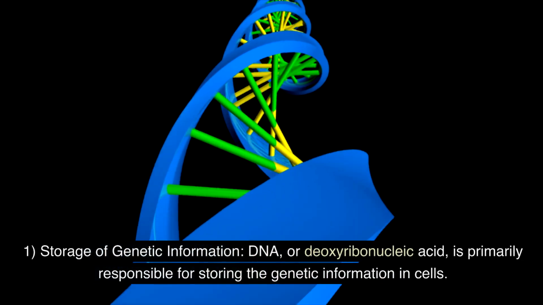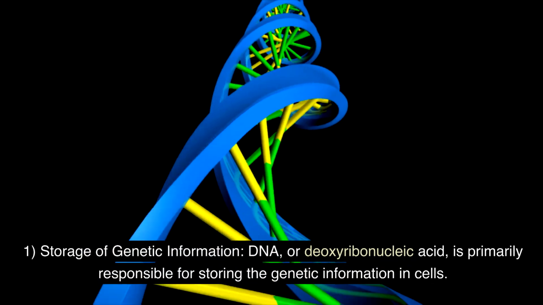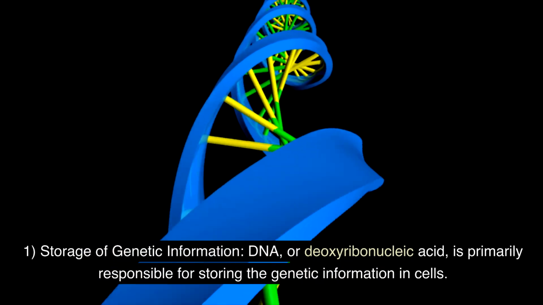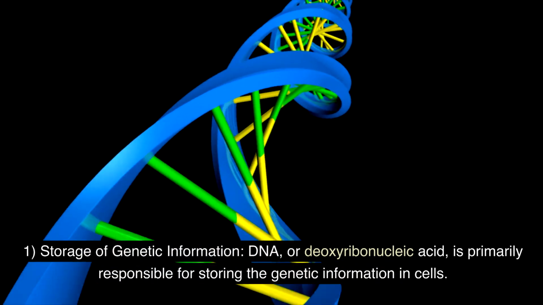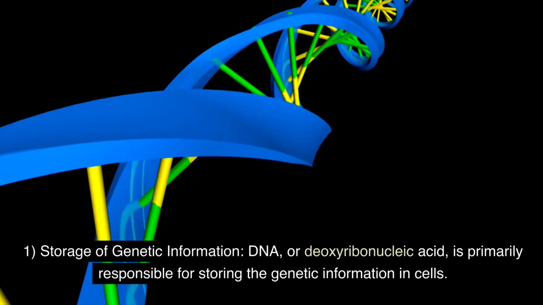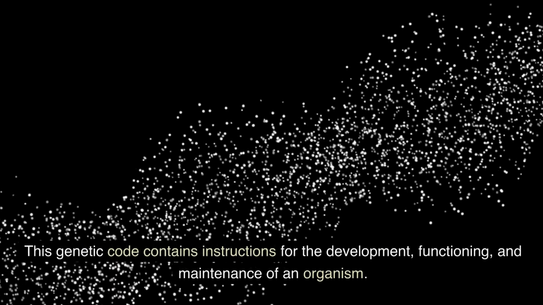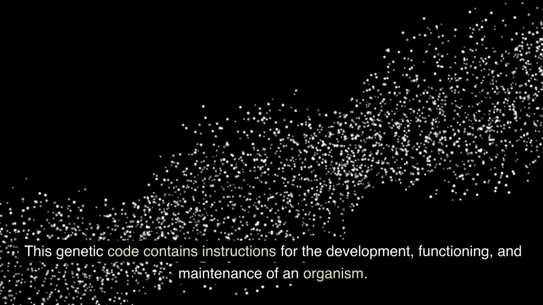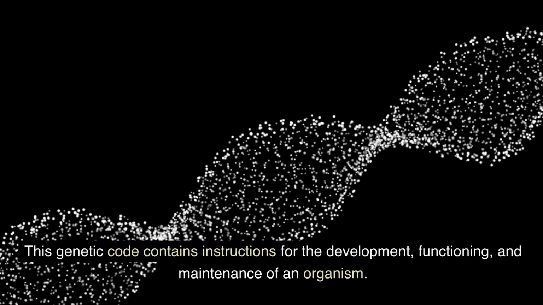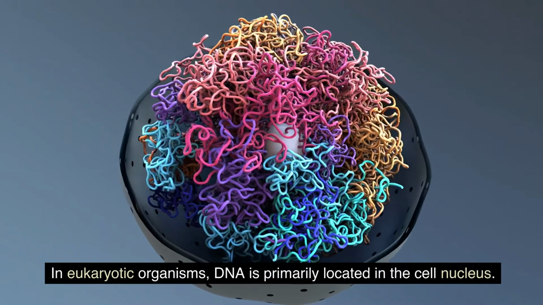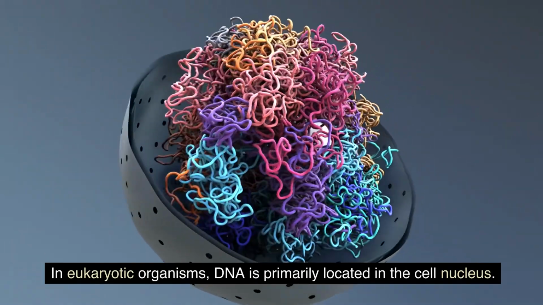1. Storage of genetic information. DNA, or deoxyribonucleic acid, is primarily responsible for storing the genetic information in cells. This genetic code contains instructions for the development, functioning, and maintenance of an organism. In eukaryotic organisms, DNA is primarily located in the cell nucleus.